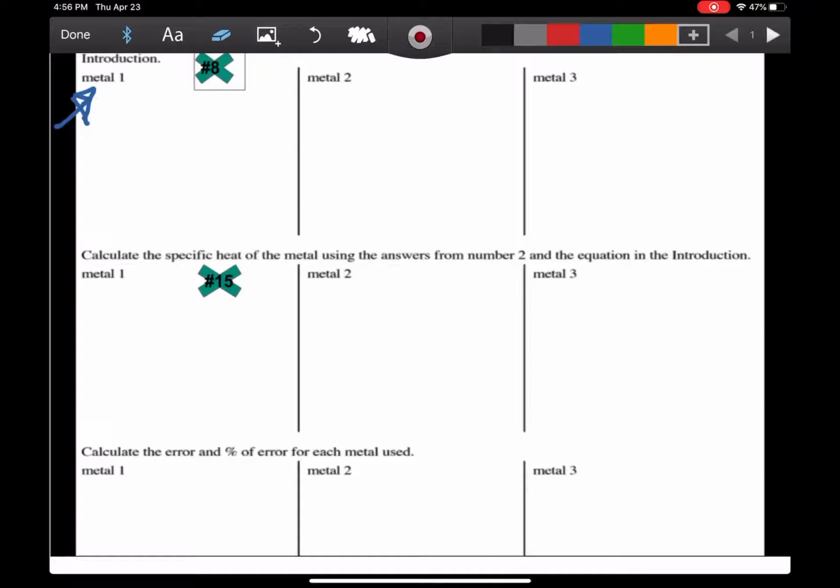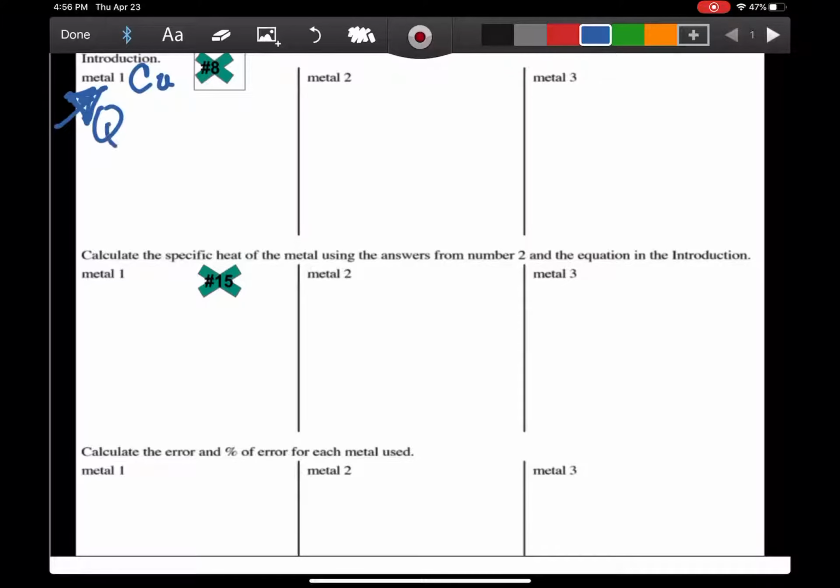This video is going to help you with the first part of the lab. The first question you need to do: the metal I'm going to be working with is copper, so I'm going to make a little note there. Cu is my copper. And we are supposed to calculate the heat gained by the water, which is the same as the heat lost by the metal.